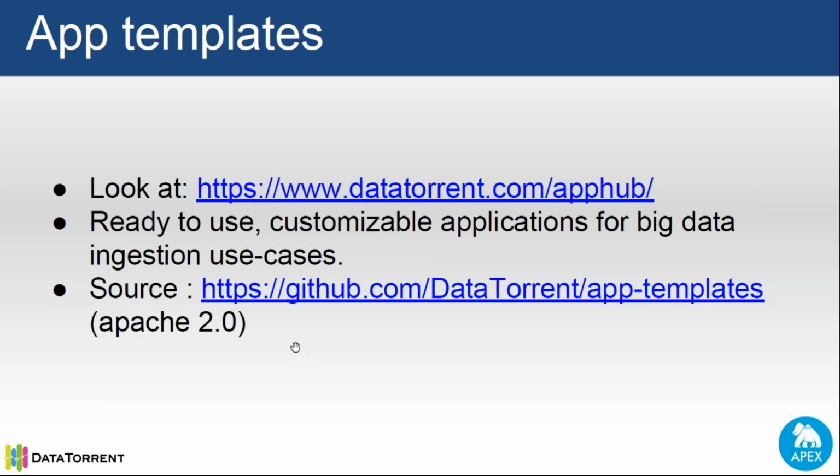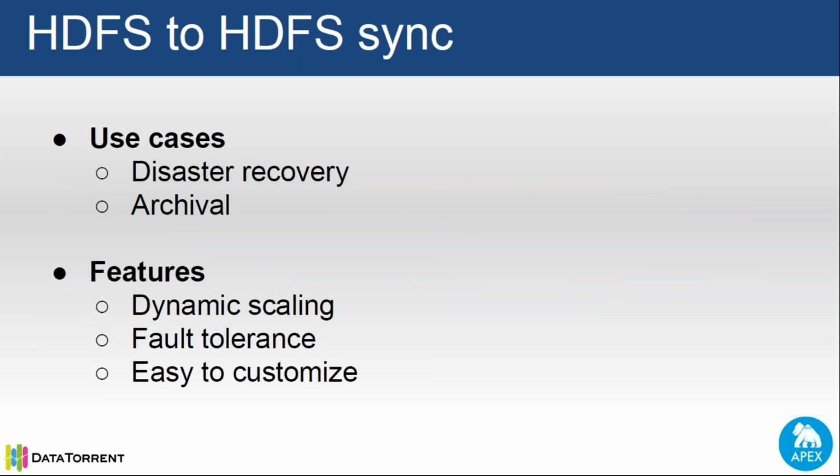It is github.com/datatorrent/app-templates. This source code is open sourced under Apache 2.0. So you are free to fork it, clone it, download it, modify it, distribute it, and use it in your enterprise applications and stuff like that.